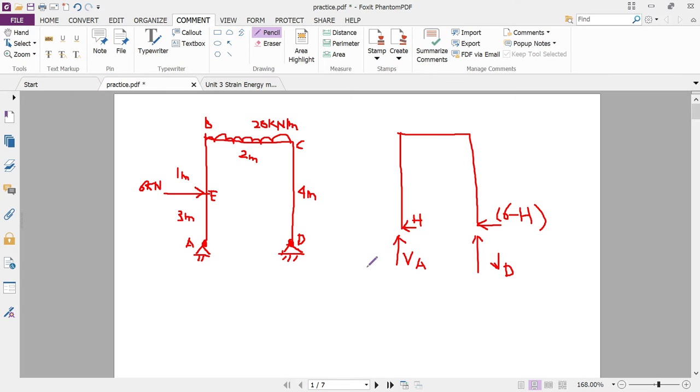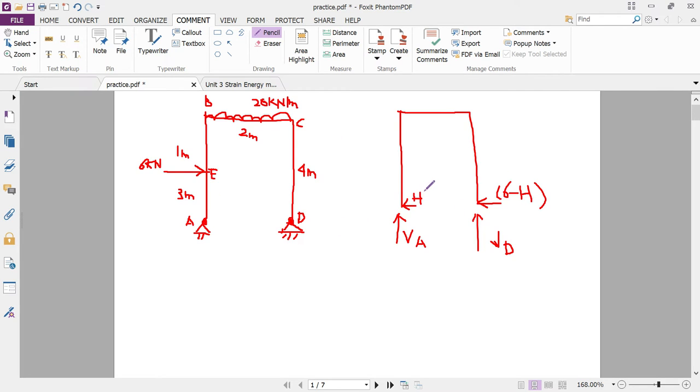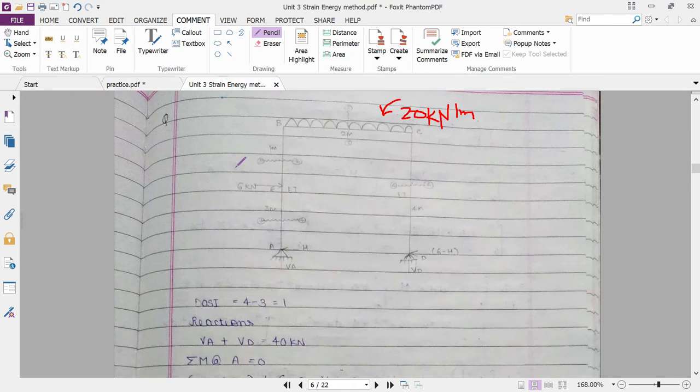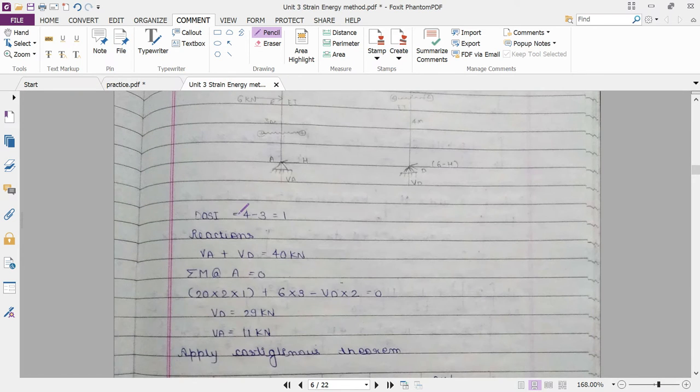Now this is the free body diagram of the portal frame. We are interested in calculating the unknown, that is the horizontal thrust. Let us see how to solve this numerical. First of all, the DOSI, the degree of static indeterminacy, is 4. Here 2 reactions are formed, and here 2 reactions are formed, so the DOSI is 4, and the known equilibrium conditions are always 3. So 4 minus 3 is 1. The value that we have to calculate is H, the horizontal thrust.